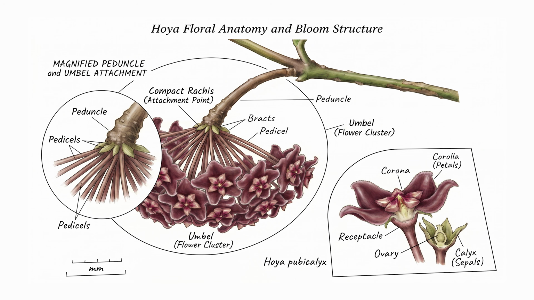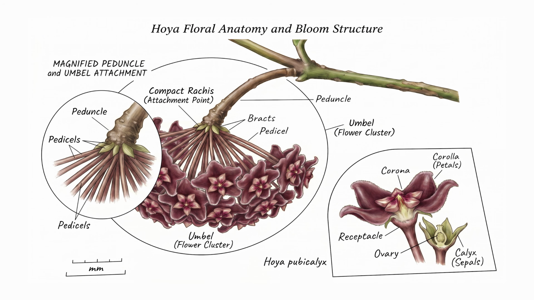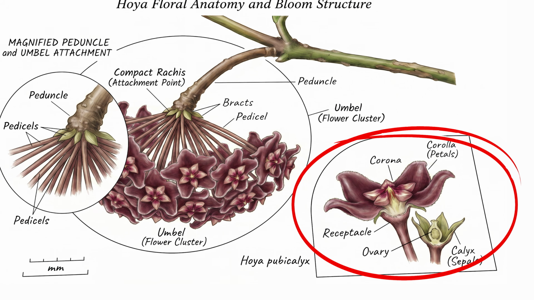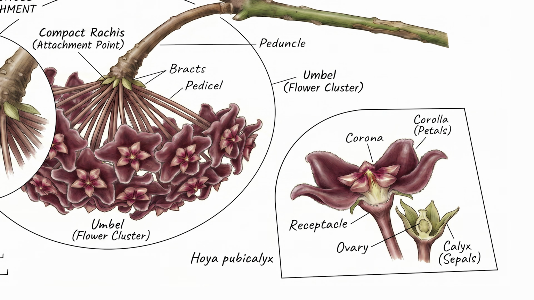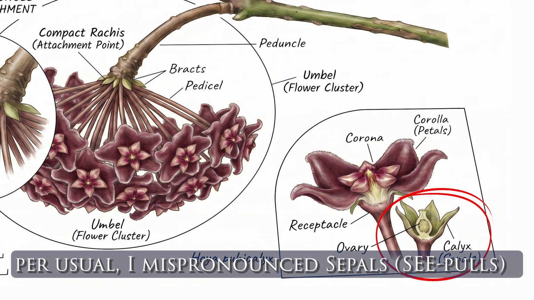The pedicel is the individual tiny little stems for each single flower in the cluster. The cluster is called the umbel. A Hoya flower isn't just one layer of petals. It's a complex double star system. The calyx is first. These are the tiny green sepals at the base. They are the bodyguards protecting the bud.